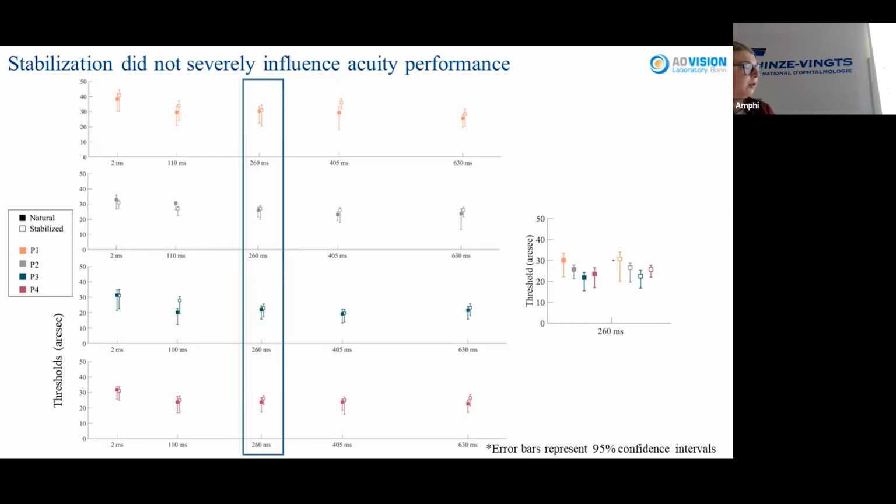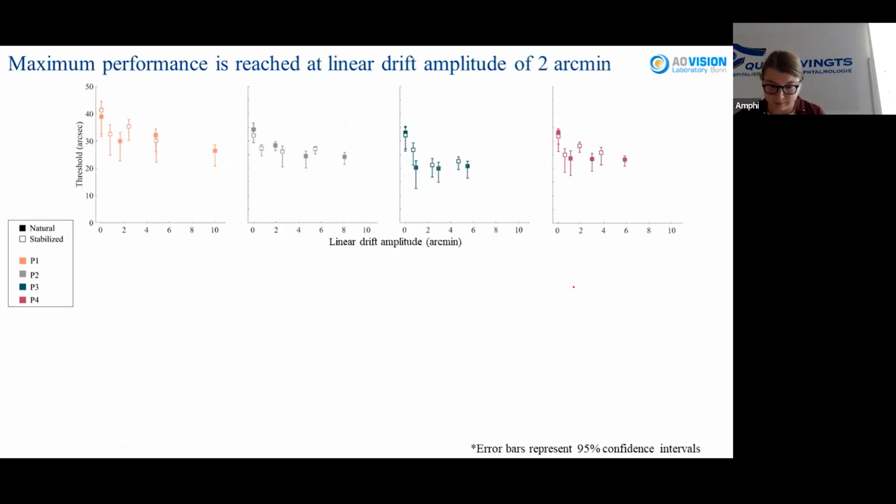Here I just plotted the threshold, and we can clearly see that there is no difference within the subject, but between subjects there is a clear trend of decreasing threshold with increasing cone density. And so what we decided to do was completely reshuffle the data and look at it from another perspective. Here we sorted all the motion traces according to the linear drift amplitude in arc minutes on the x-axis, for 4 different participants.